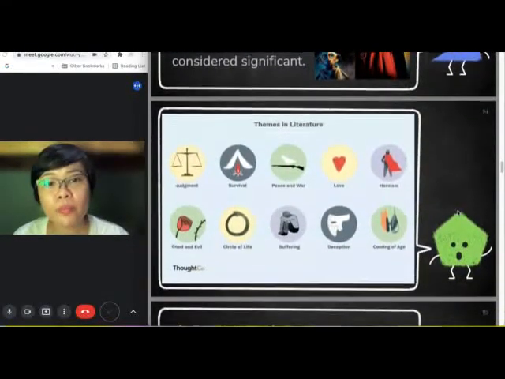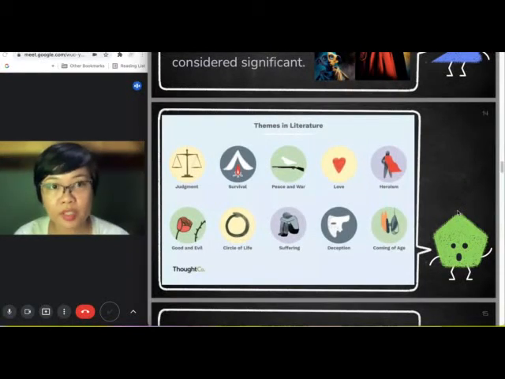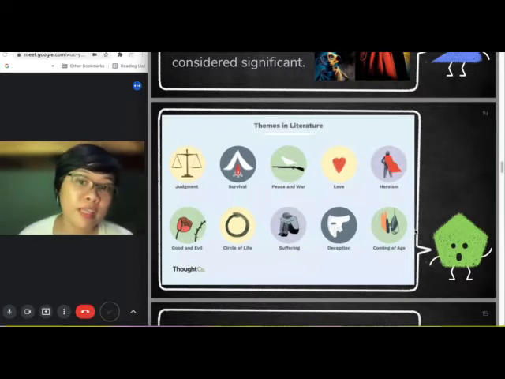Now, what makes a piece of literature universal? There are many, but one of them is the theme. And these are 10 of the most common themes in literature. So you have judgment, survival, peace and war. You have love, which is one of the most common. We have heroism, we want people to look up to. We have the fight between good and evil, the circle of life.